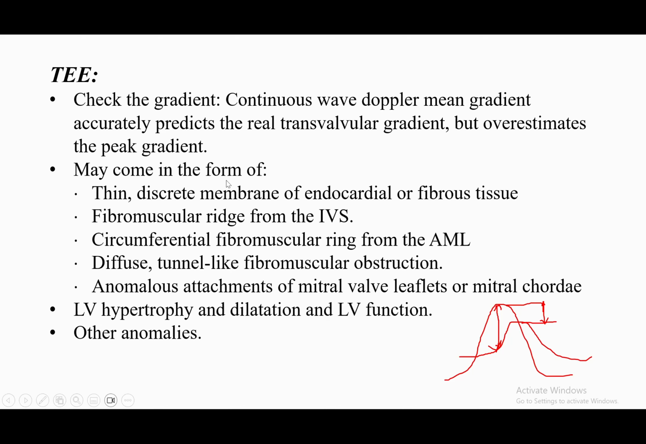The membrane may come in the form of a thin, discrete membrane of endocardial or fibrous tissue, as we have seen in the previous echoes. A fibromuscular ridge from the interventricular septum. A circumferential fibromuscular ring from the anterior mitral leaflet. Diffuse tunnel-like fibromuscular obstruction, and this is difficult to repair. Anomalous attachment of the mitral valve leaflets or mitral chordae.